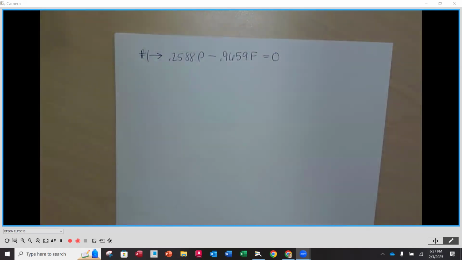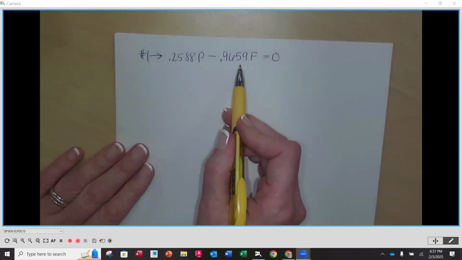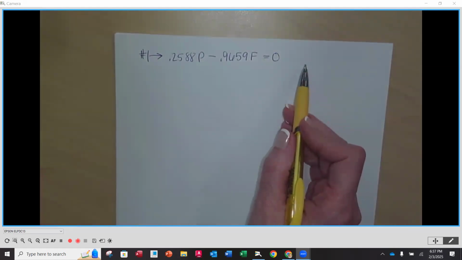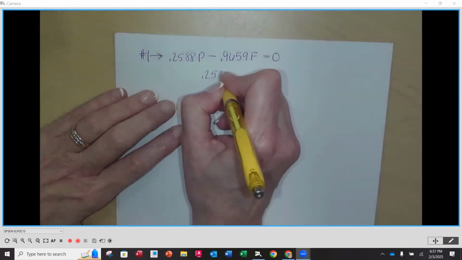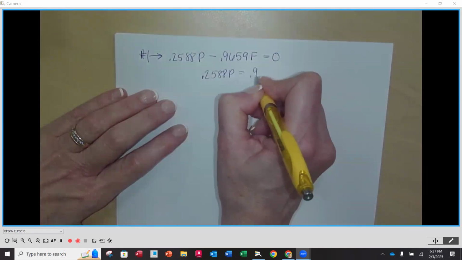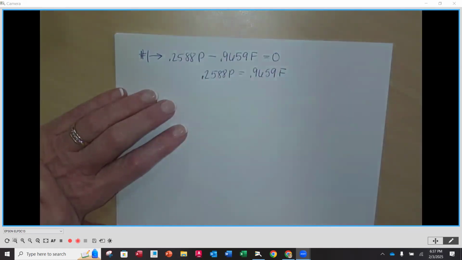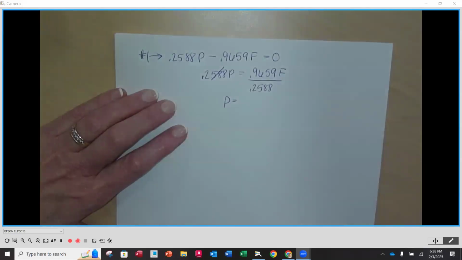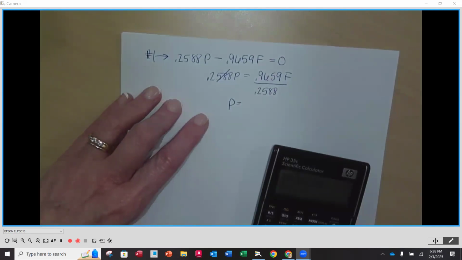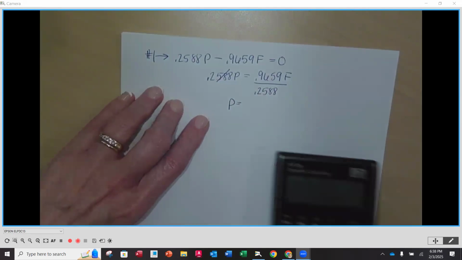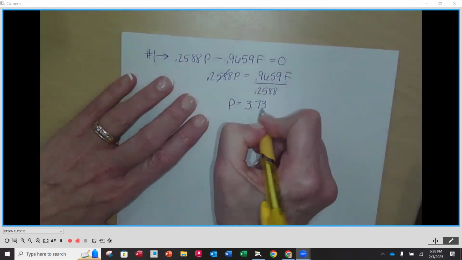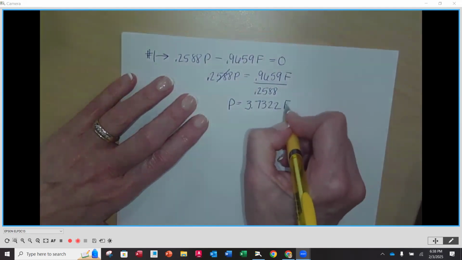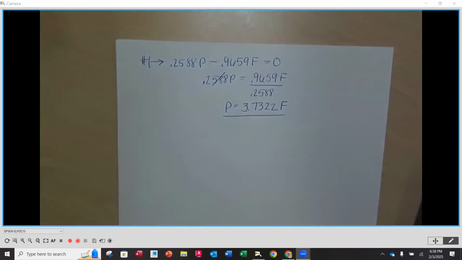So now I'm going to solve for one of these variables in terms of the other. Since I've got a negative 0.9659F, I'm going to put that on the other side. So 0.2588P is equal to 0.9659F. Solving for P just because it's on the left-hand side, you could very well solve for F if you wanted to. Dividing by 0.2588, my P would be 3.7322F. Do I get that same number? Okay.